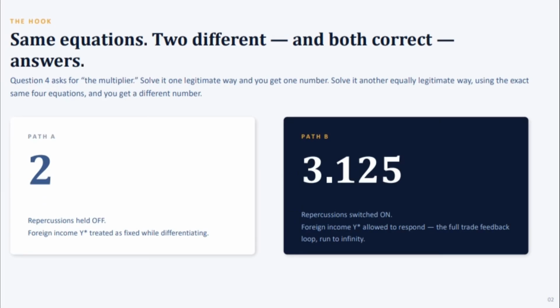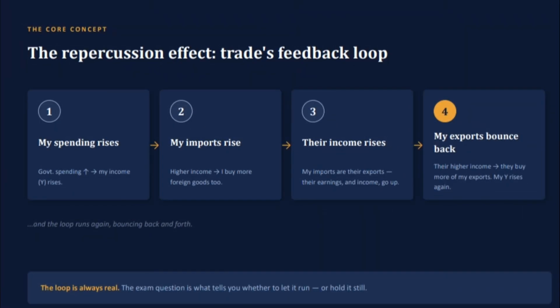Solve question 4 one way, you get a multiplier of 2. Solve it another, equally legitimate way using the exact same 4 equations and you get 3.125. Both numbers are real. Only one is what the exam wants. The key to telling them apart, and the key to solving question 5 correctly right after, is one concept, the repercussion effect. Once you understand what that actually is, both questions stop being tricky and start being two clean applications of the same idea. Let's build that concept first, then come back and solve everything.